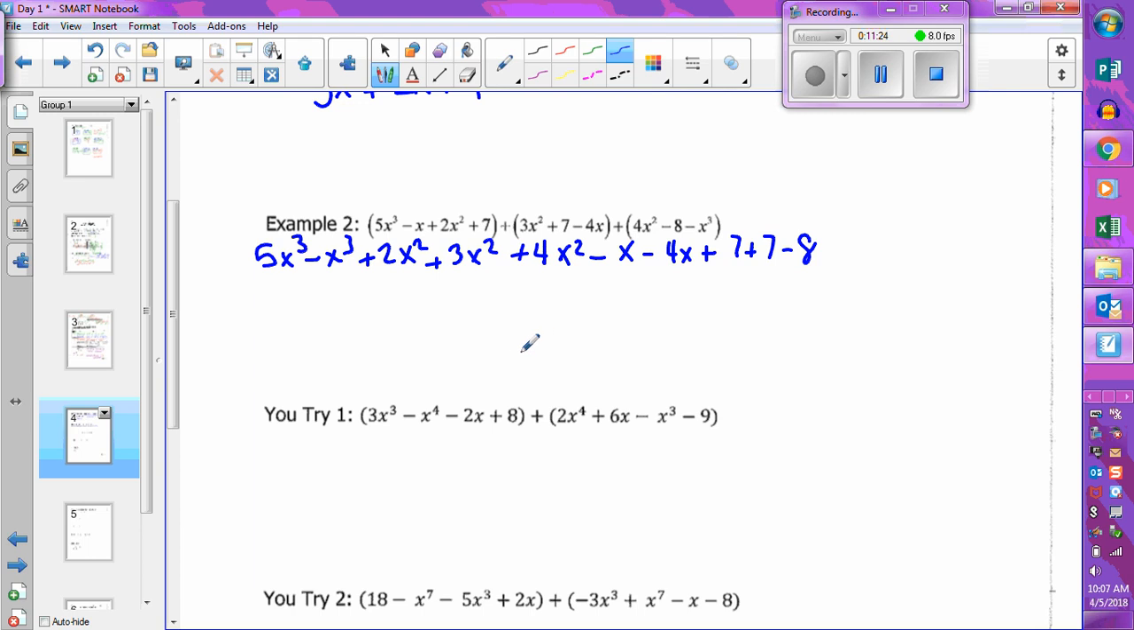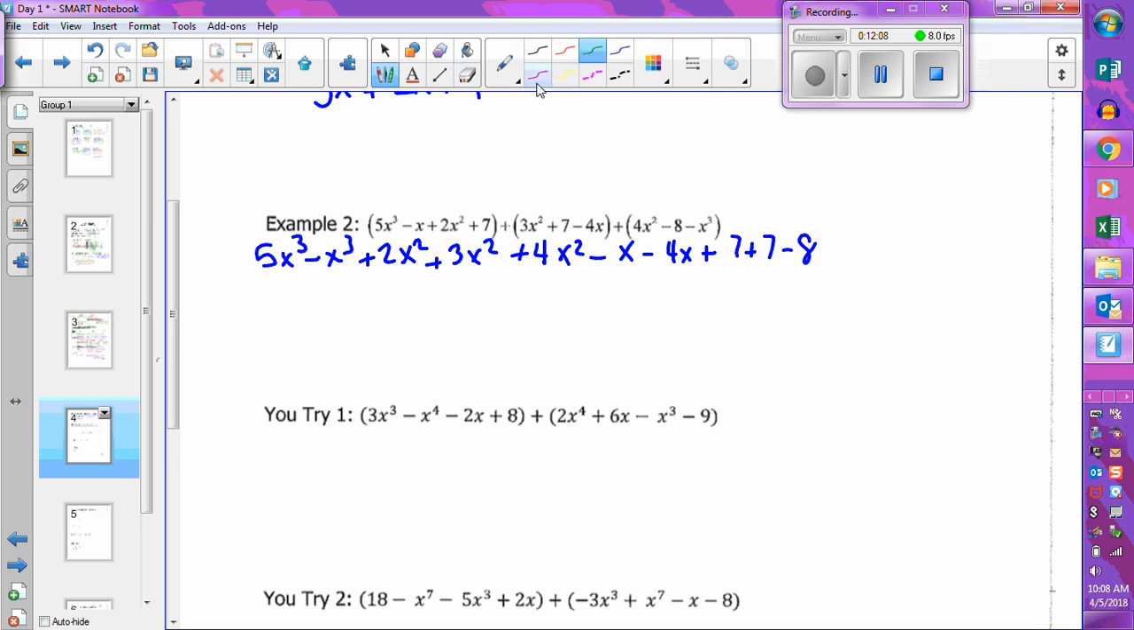So what I did here is not only did I rewrite it without the parentheses, but I wrote it in standard form, which means if you look, I put all of my degrees together. All of those terms that have the same degree, like my 5x to the third degree minus x to the third degree, plus I have a 2x to the second degree. I took my positive 2x to the second degree and I put plus 3x to the second degree. So I put it in standard form because it's going to be a little bit easier for me to combine like terms when I have everything already together, all right?